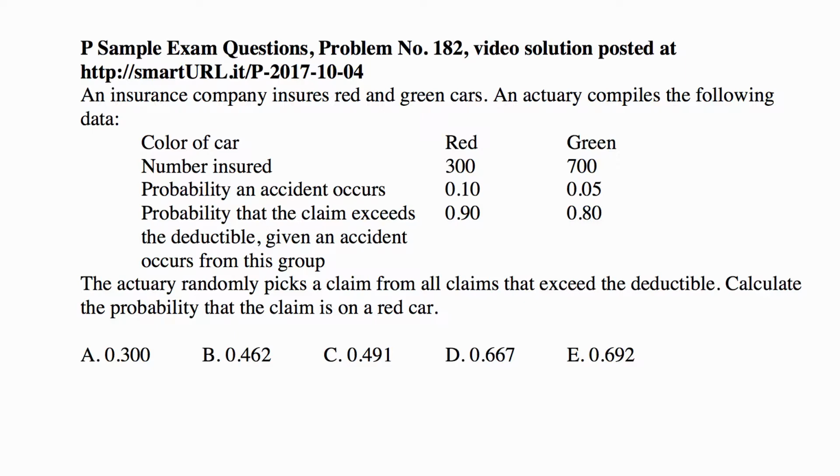Here's a problem for today. An insurance company insures red and green cars. An actuary compiles the following data. Color of car is red or green. The number insured is 300 for red, 700 for green.